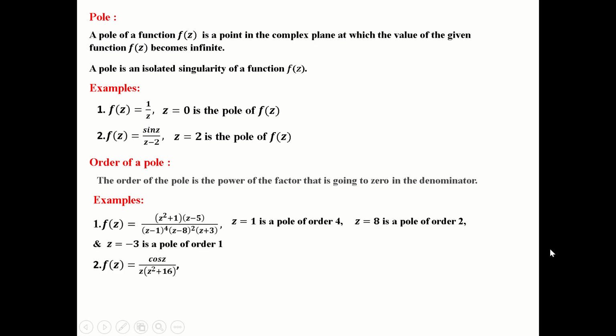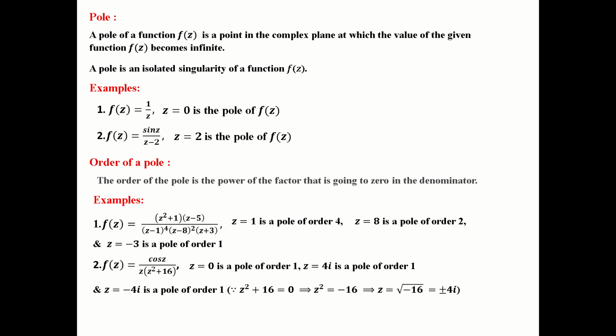Now take cos z by z into (z square plus 16). z is equal to 0 is a pole of order 1. Then z square plus 16 can be written as (z plus 4i) into (z minus 4i). So z is equal to 4i is a pole of order 1, and z is equal to minus 4i is a pole of order 1. A pole of order 1 is called a simple pole. A special name for that: simple pole.